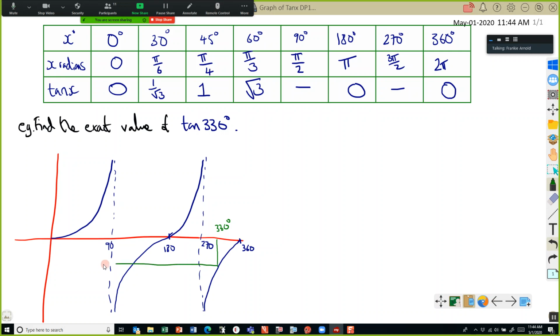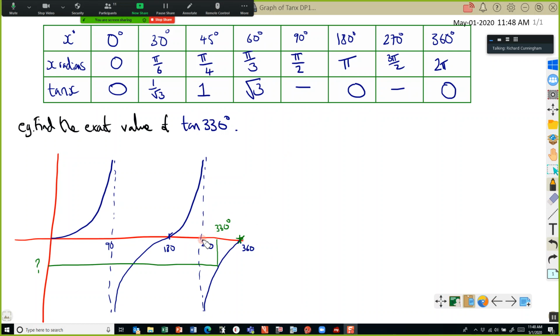Negative, because it's going to correspond to this value over here. And let's look, so here's 360. This is a nice starting point, but actually, somebody tell me how you want to work this out. Let's have one of the SL students.